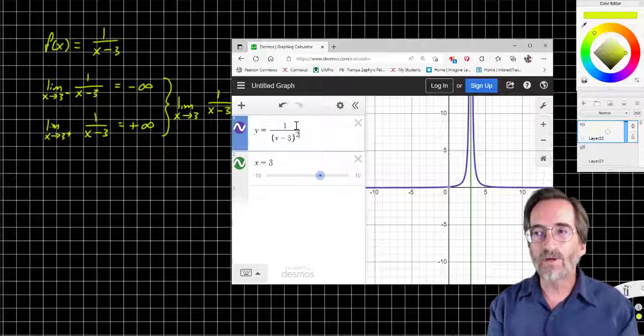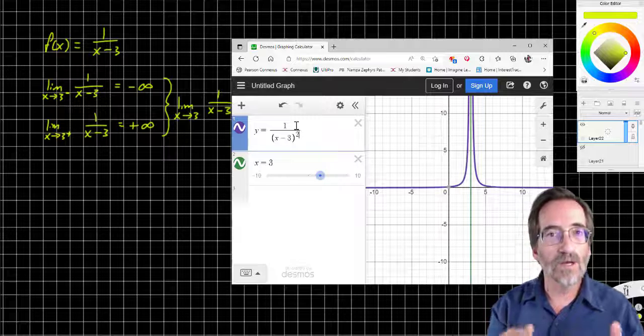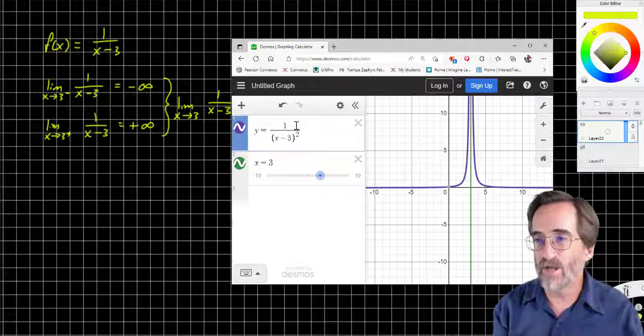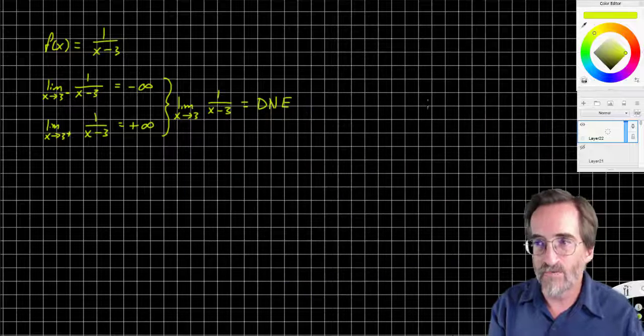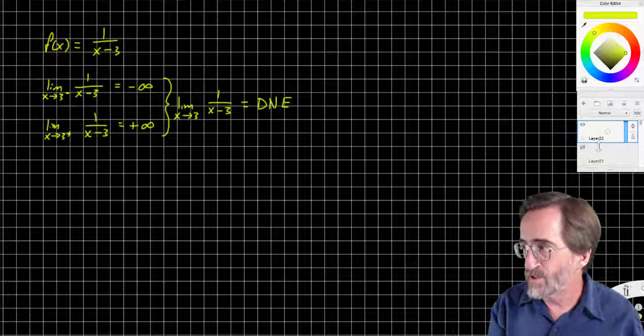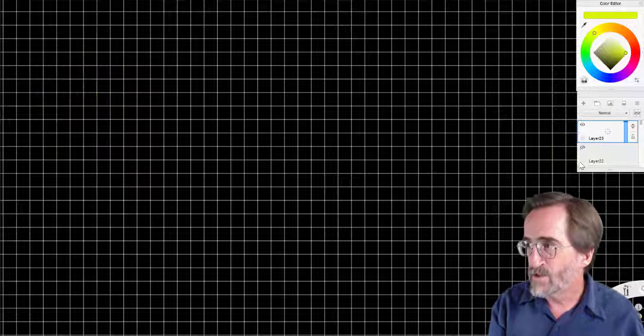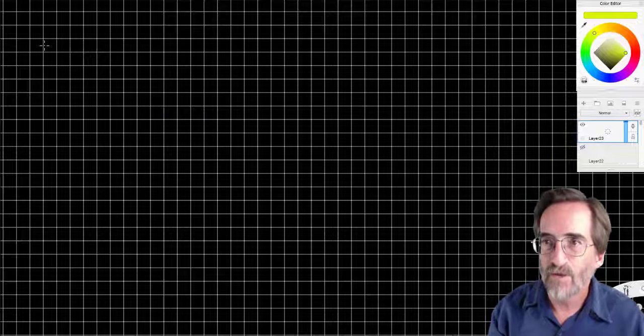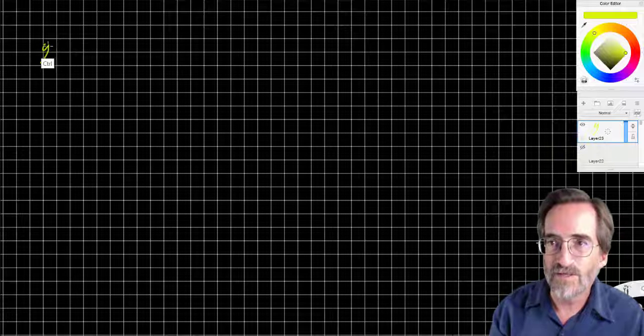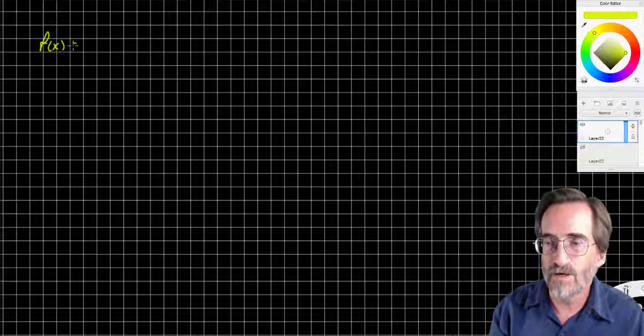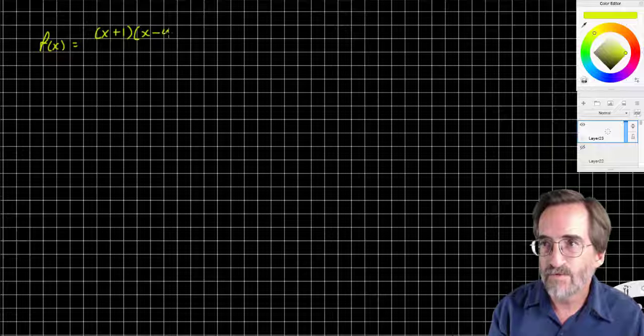Now I want to deal with the case where x goes off to infinity, either positive or negative. Let's deal with that here. I'm going to use this rational function. I'm going to say f of x equals, keeping function notation here, x plus 1 times x minus 4 over x plus 1.